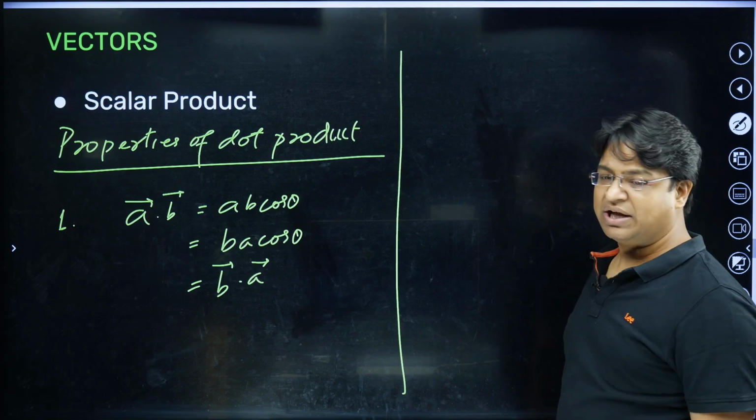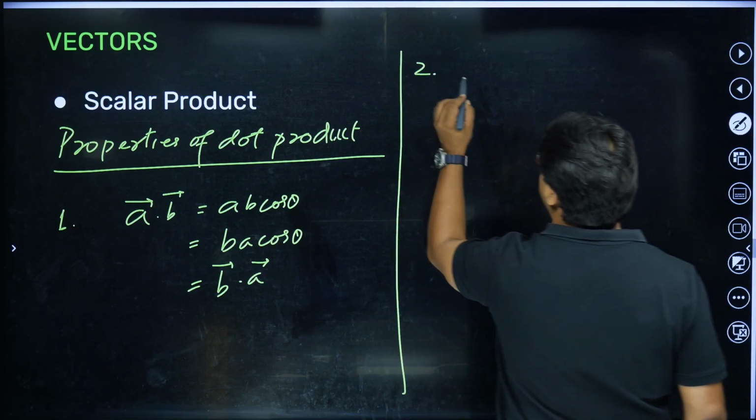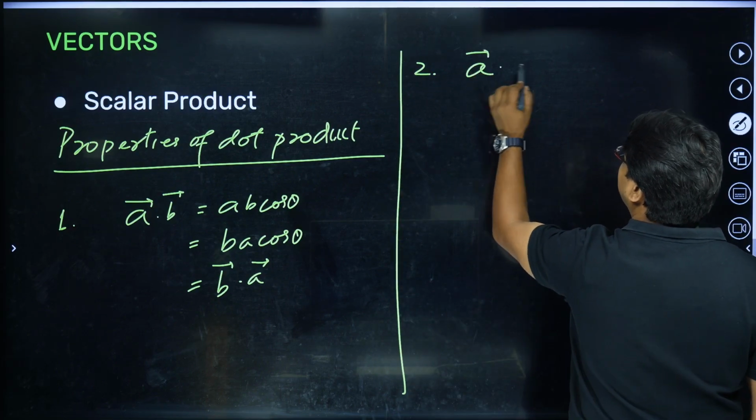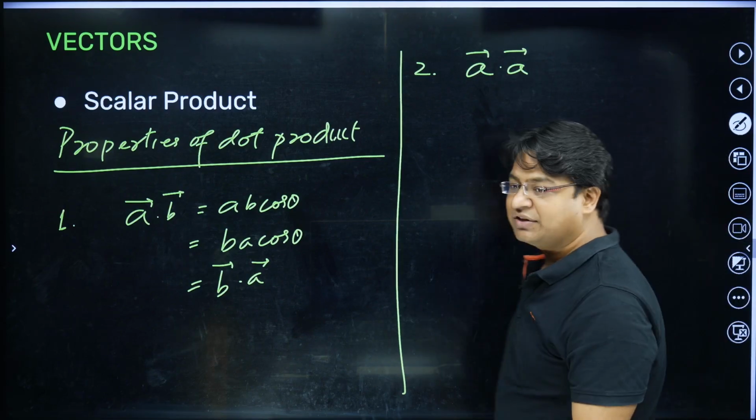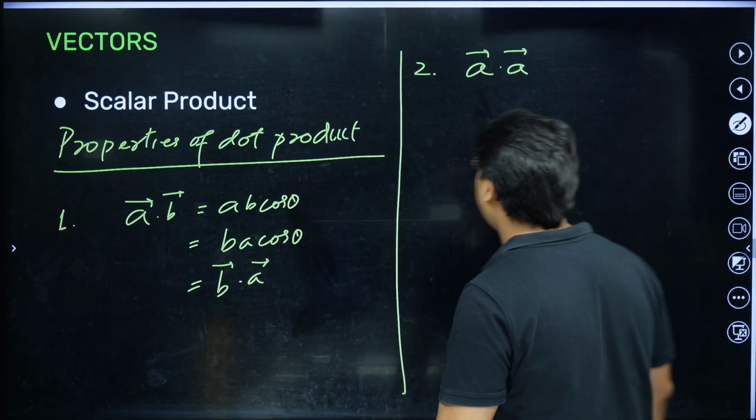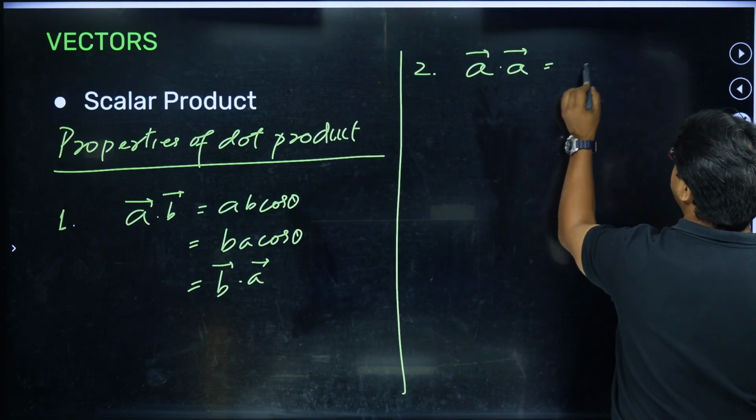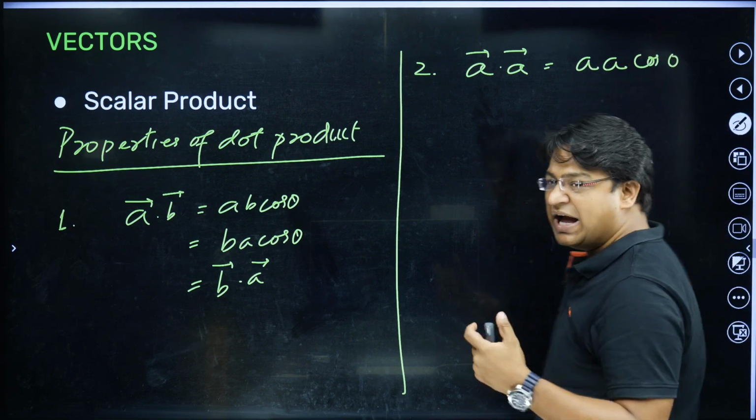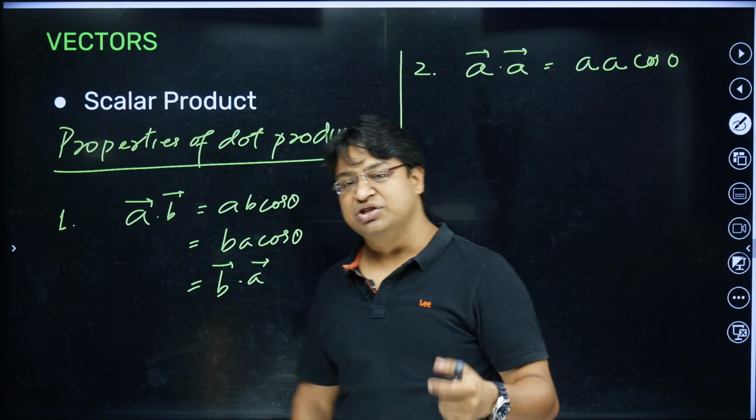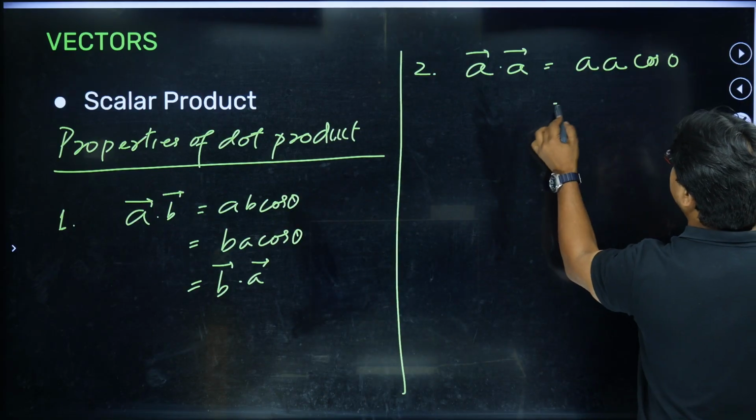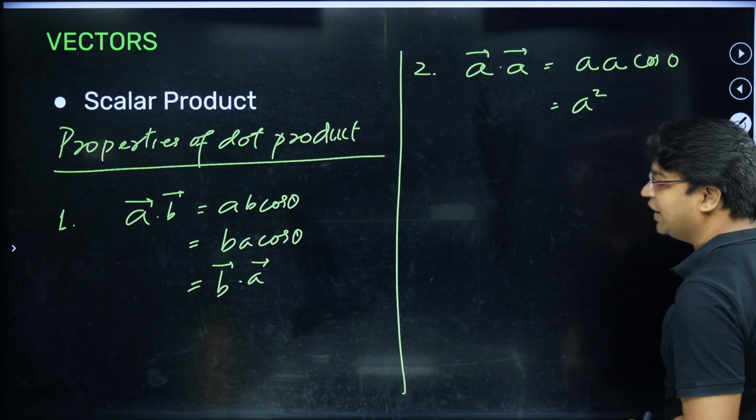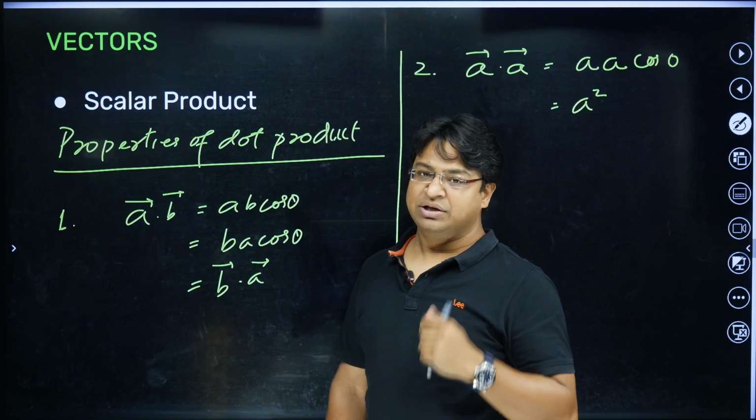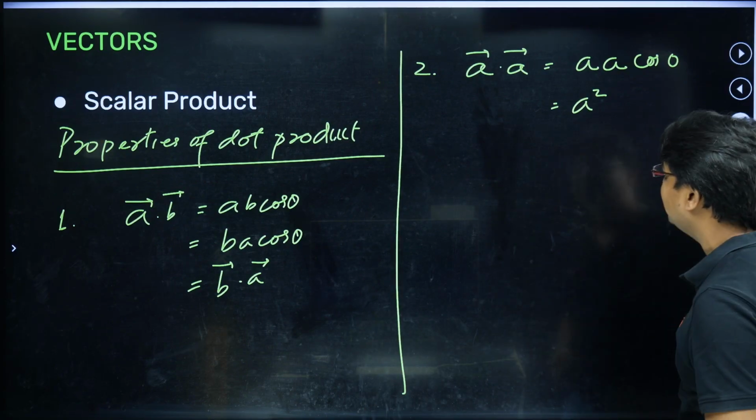Next, we can talk about what if I take the dot product of a vector with itself? Based on the definition, I should be writing A into cos 0, because what is the angle that a vector makes with itself? That's 0 degrees. So cos 0 is 1, so it should be A square. So A dot A would be A square.